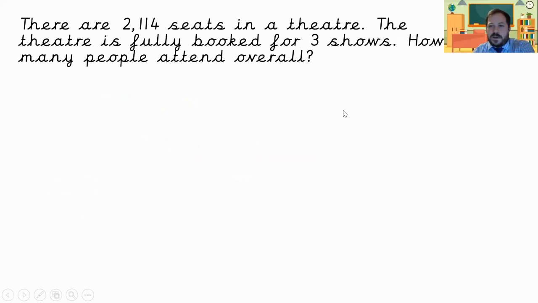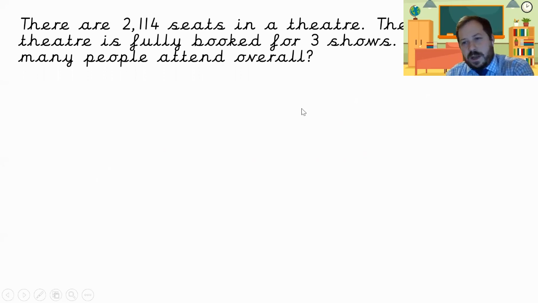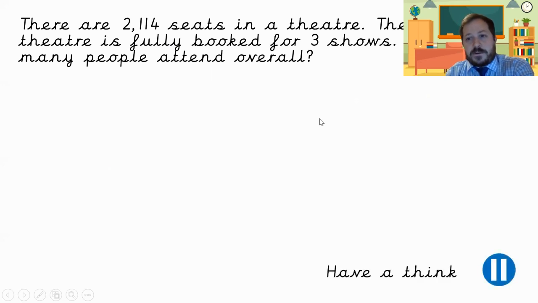So the first thing we need to work out is what's the sum. What's the calculation, sorry. So we've got 2,114 seats. We know that it's fully booked. All those seats are going to be full for 3 shows. So what's the sum? What's the calculation we're going to do? Have a think, try and answer it, and then we'll go through it together. Off you go.